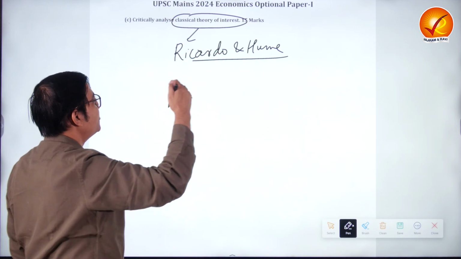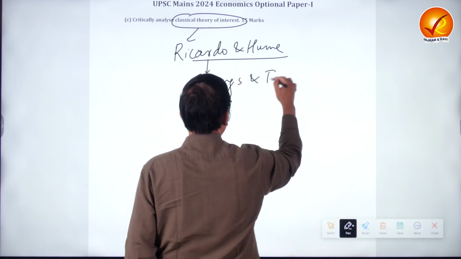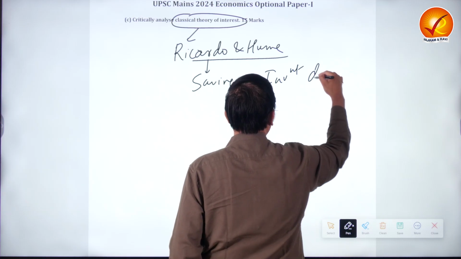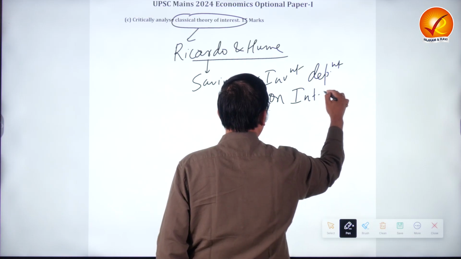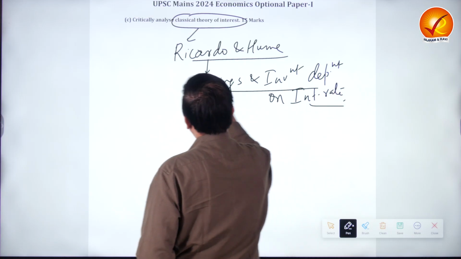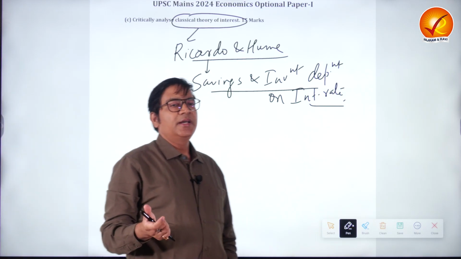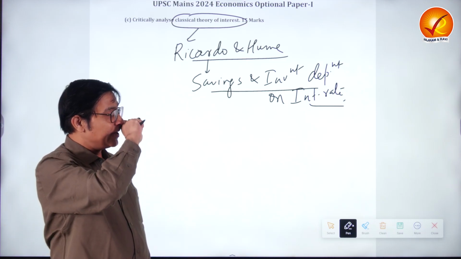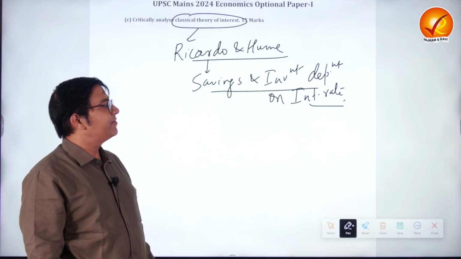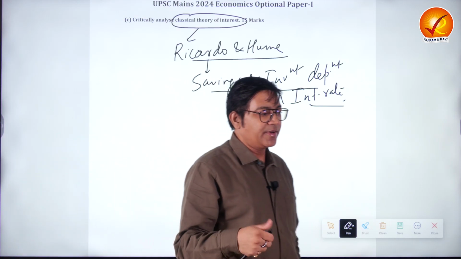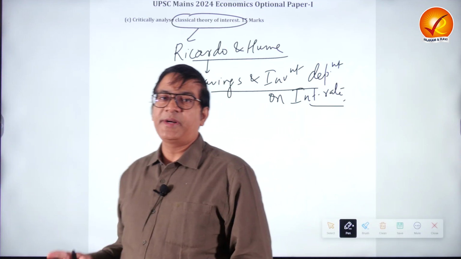Okay, Ricardo and Hume also talked about savings and investment being dependent on the interest rate, just like the loanable funds theory does. But in the original classical theory, they didn't spend too much time on the issuance of bonds or how the firms are different and government is different. They universalize savings and investment too much, as in savings can be done by anyone, investment by anyone. So that way, we do not have much graphical way of interpreting the classical.